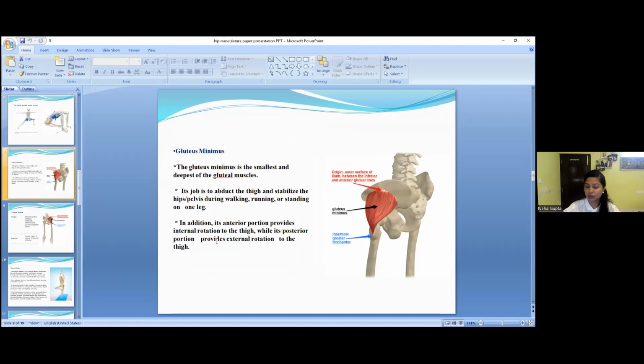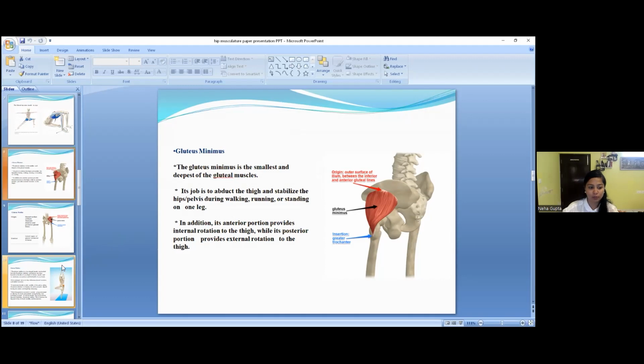Gluteus minimus is one of the deepest ones. The minimus is the smallest and deepest of the gluteal muscles. Its job is to abduct the thigh and stabilize the hips and pelvis during walking, running, and standing on one leg. In addition, its anterior portion provides internal rotation to the thigh, while its posterior portion provides external rotation. It makes a lot of difference in asanas, but being smallest and deepest, we cannot really correlate ourselves with minimus, but getting activation of maximus and medius is the most.